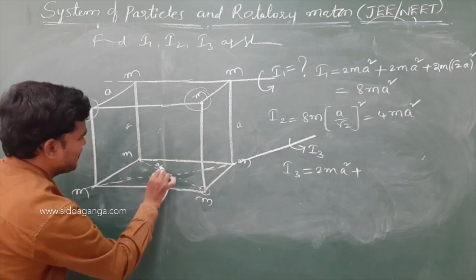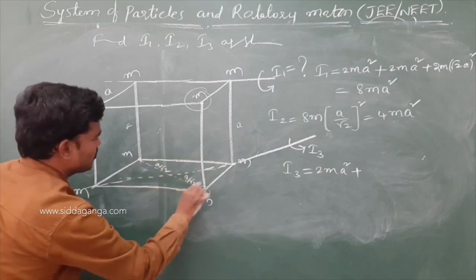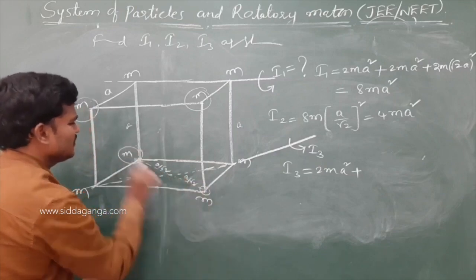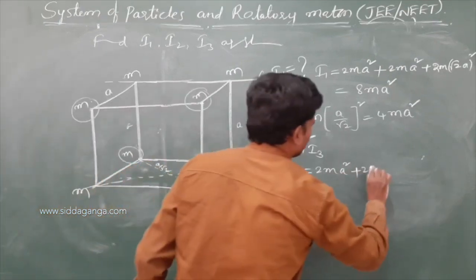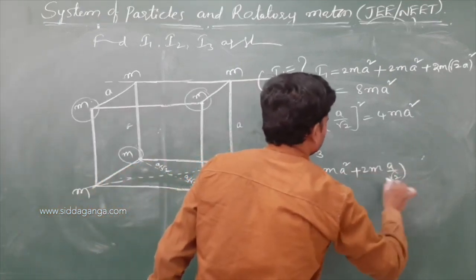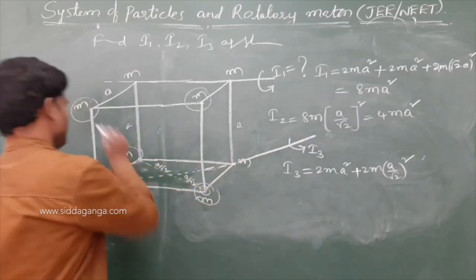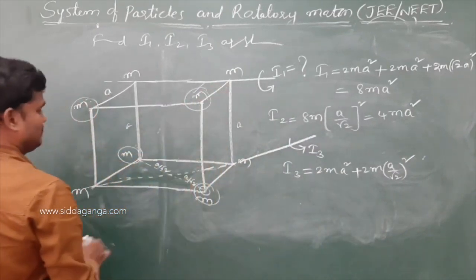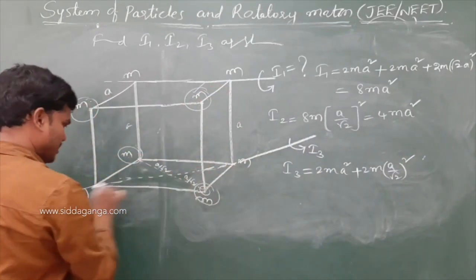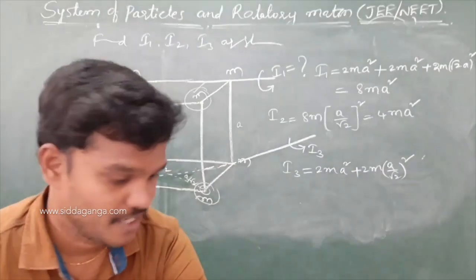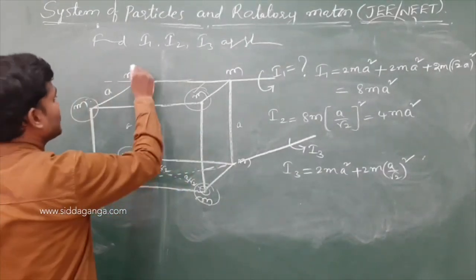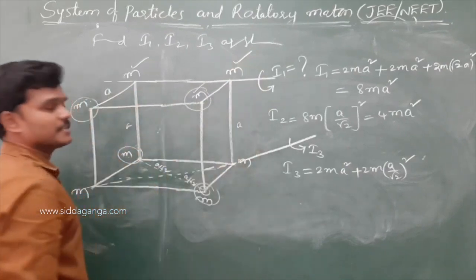And this is a by root 2, a by root 2. So these two particles are at a distance of what? A by root 2. Yeah. So 1, 2, 3, 4. These two, there is no moment of inertia. And still this one is there, this one is there.